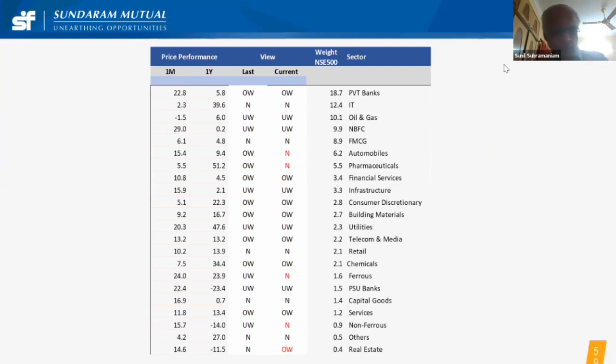Next to it, you can see the 1 year return and the 1 month return, which will corroborate what I'm saying. Oil and gas, NBFC, we are still underweight. FMCG, we are neutral. But automobile, we were overweight, we are neutral. Pharma, we were overweight, we are neutral.